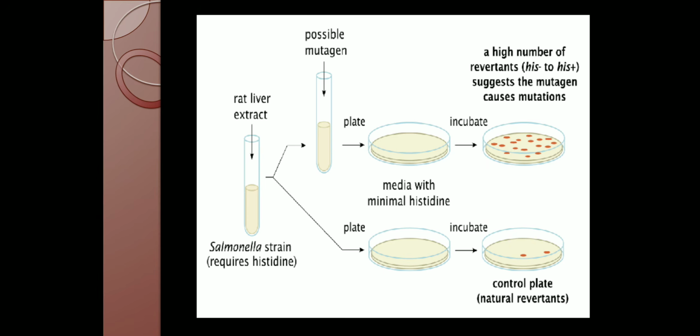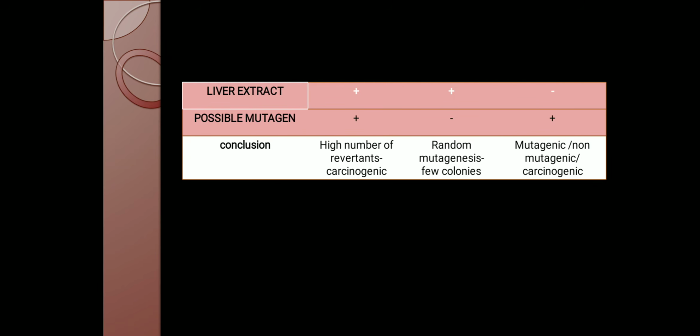So if you have to tell whether a particular chemical compound is a mutagen, then a very high number of colonies, very numerous colonies, will be seen. If numerous colonies are seen, then the chemical compound is said to be a mutagen. If one or two colonies are seen, then that is because of random mutagenesis and not because of the chemical compound. That is about the Ames test. So let us see certain conclusions here.